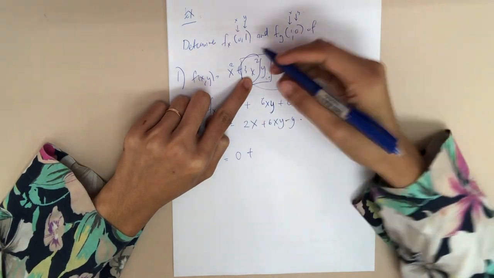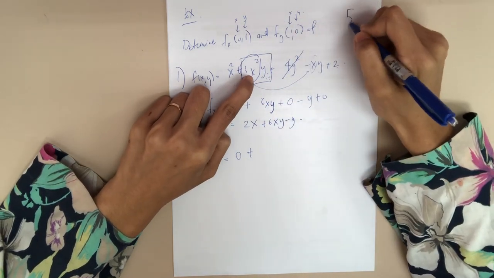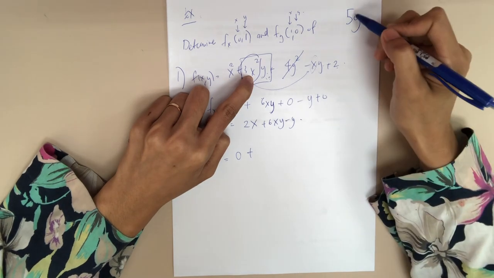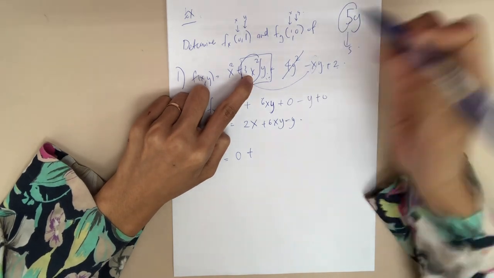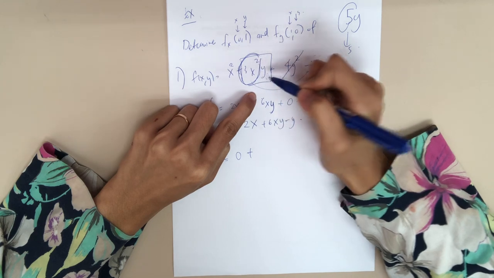What do we have? Macam ni saya bagi contoh. Differentiate 5y. What do we have? 5, is it? So now, differentiate 3x squared y. What do we have?